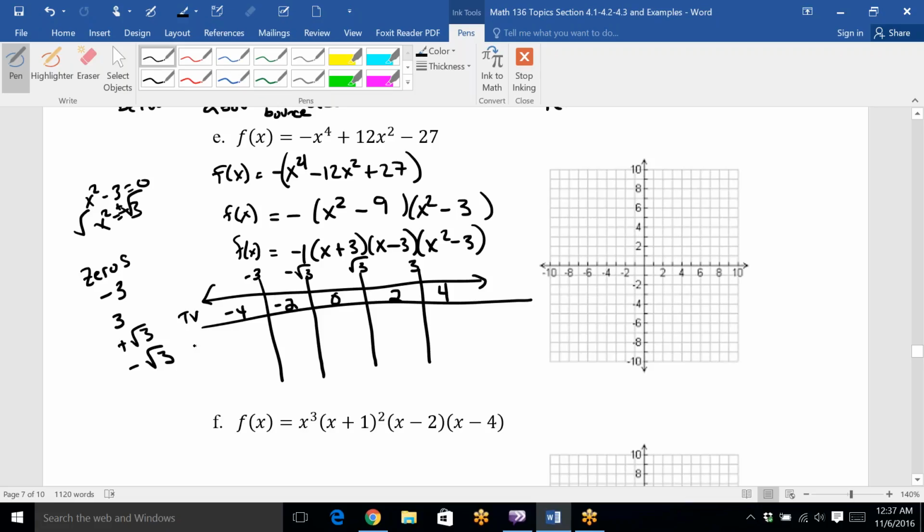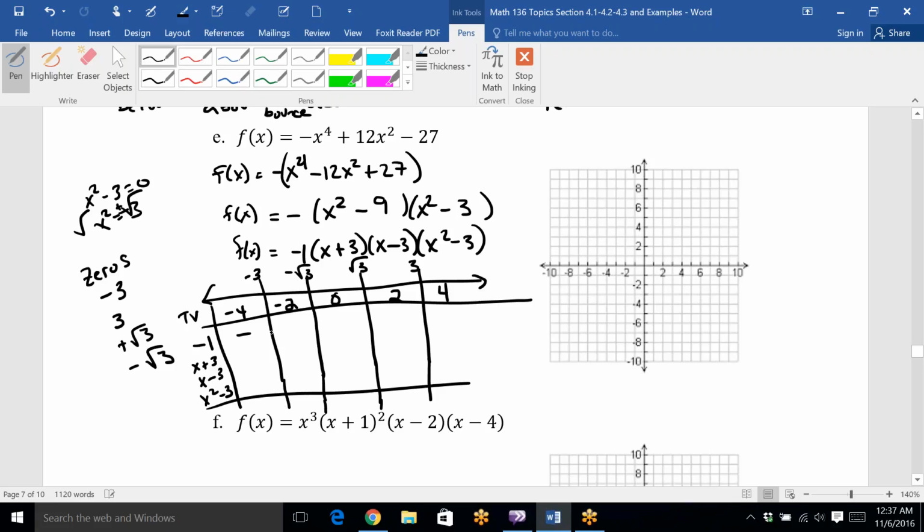We have to list our factors. We had a negative 1 that needs to be considered. We have an x plus 3, x minus 3, and an x squared minus 3. Be careful with that x squared minus 3. Because there's a minus at the end, some of those could still turn out negative even though you're squaring.